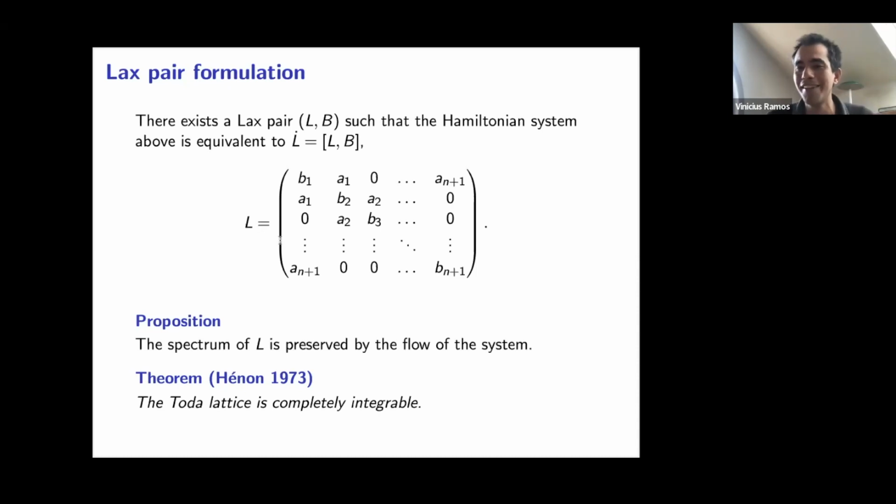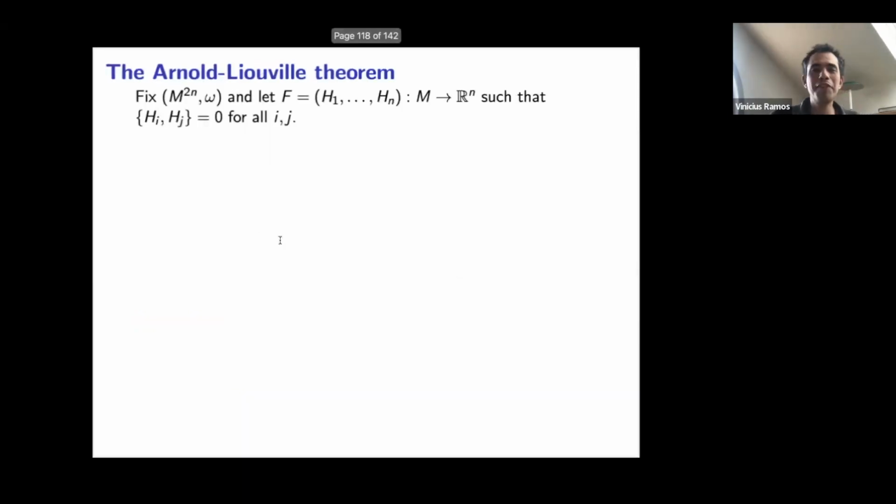So let me tell you about the Arnold-Liouville theorem. And I apologize to the people who think this is old math. So it's the following thing. If you take a symplectic manifold and we consider n Hamiltonians on it, and my manifold is 2n dimensional, and such that the Hamiltonians commute, so that they Poisson commute, or, in other words, their Hamiltonian flows commute.